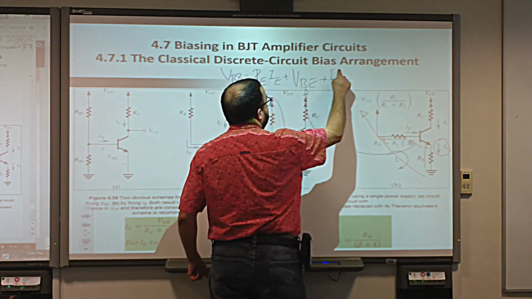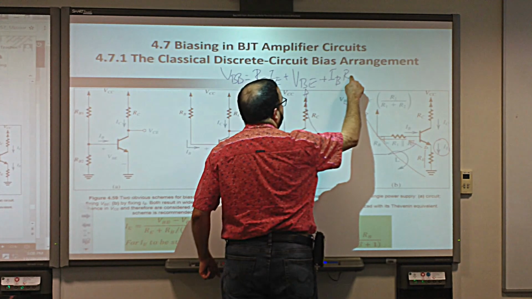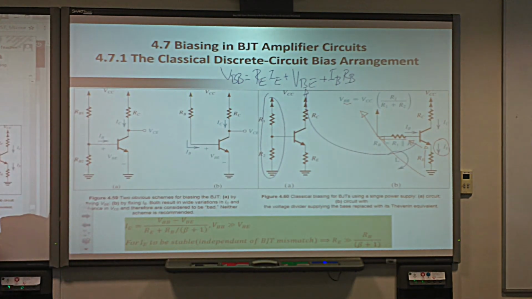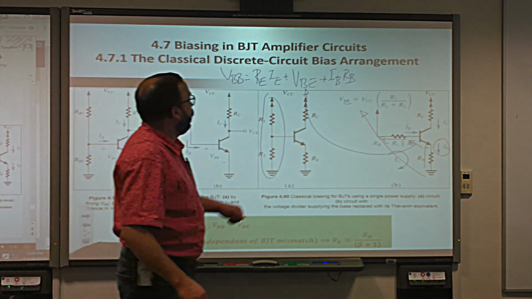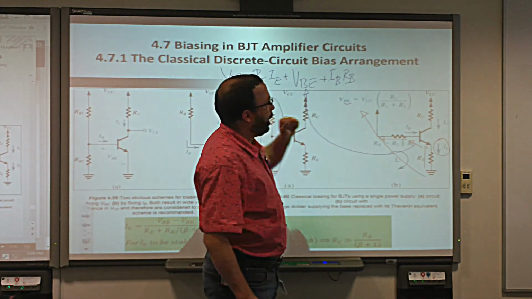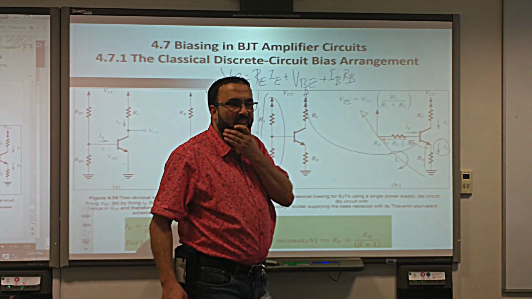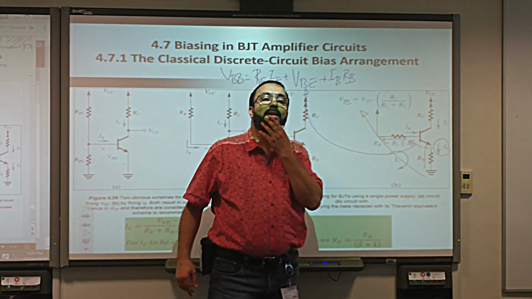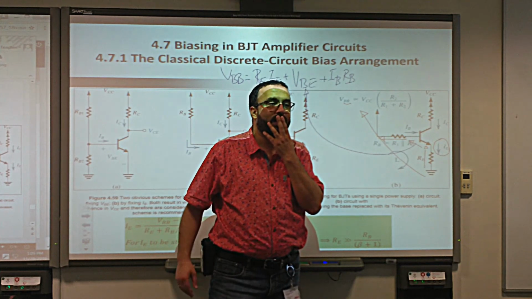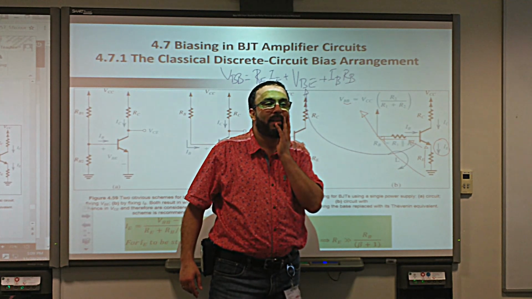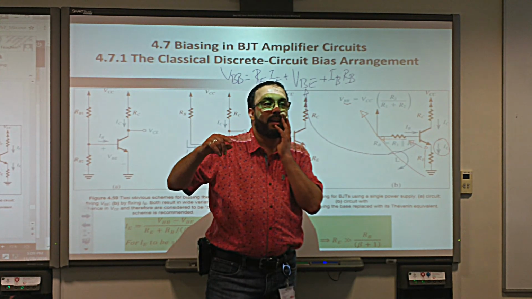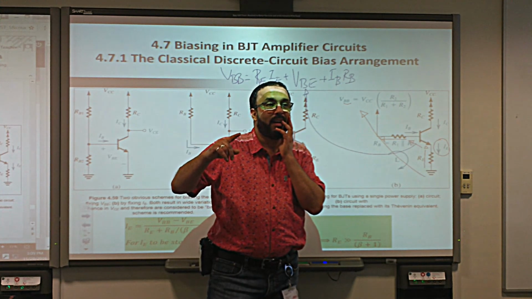Yes or no? Yes. RB. Good? Very good. Excellent. Now, what's the relation between IB and IE? We just said it before. IE is equal, or IB is equal? IB times beta plus 1 equals IE.